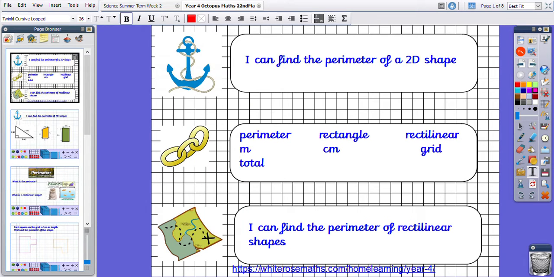Good morning, Octopus. We are building on our knowledge of perimeter from our lesson yesterday, and today we're finding the perimeter of a rectilinear shape.